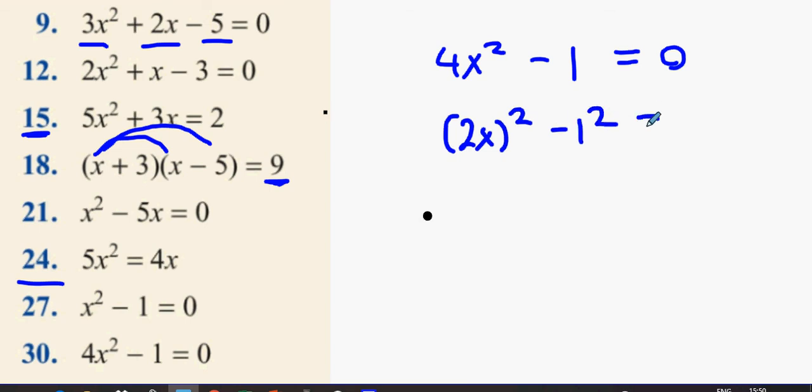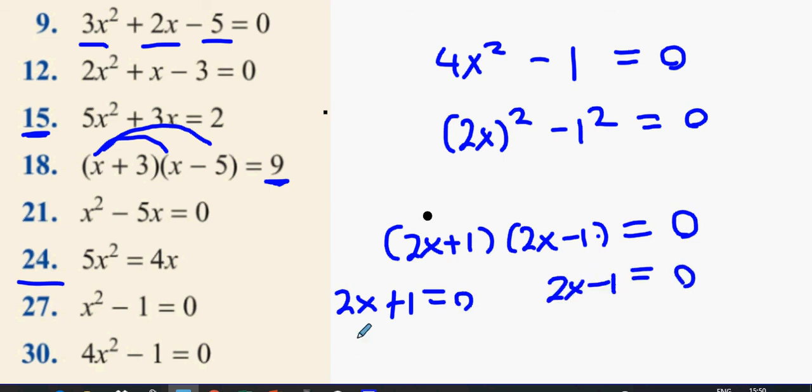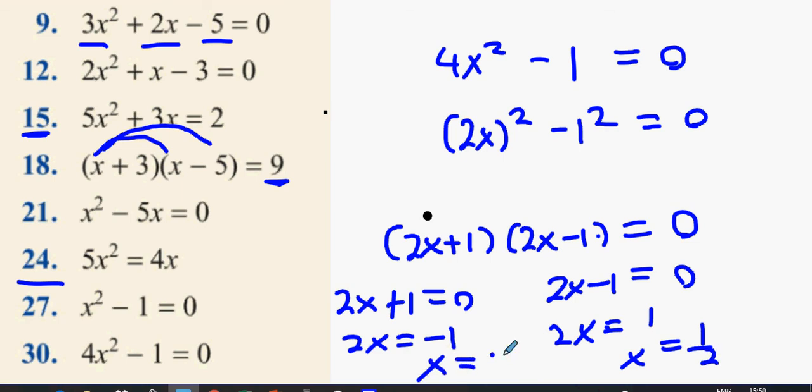What's next then? 2x plus 1 and 2x minus 1, or the other way around. And then I have to do both brackets, so what's the answer then? 2x plus 1 equals 0, 2x minus 1 equals 0, 2x equals minus 1, 2x equals plus 1, x equals a half, x equals minus a half. Alright.